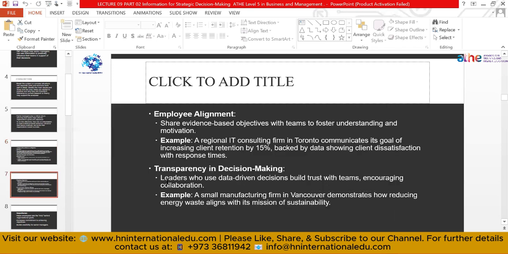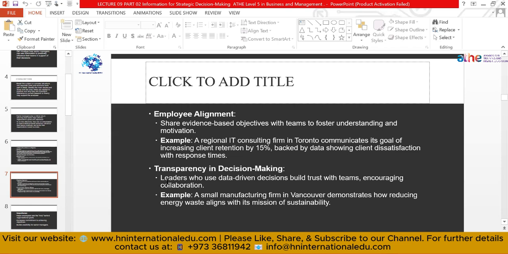Employee alignment: share evidence-based objectives with the teams to foster understanding and motivation. That is, again, if you want to make a change, then you need to have proof for it. For example, a regional IT consulting firm in Toronto communicates its goal of increasing client retention by 15%, backed by data showing client dissatisfaction with response times. Now, there is a problem going on. And if you're talking generally without ratios, percentages, and evidence, there is no weight to your justifications and judgment.